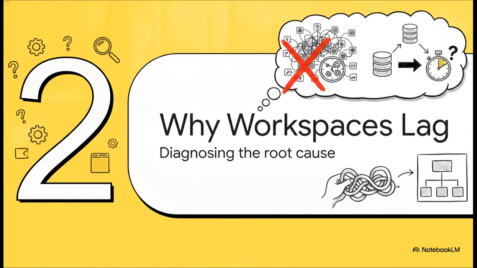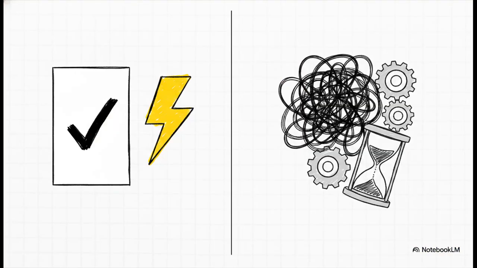Moving into Section 2, why complex workspaces lag. Let's diagnose the actual root cause here. There's a really common misconception out there that simply having too many properties in a database is what breaks the system. Actually, scratch that. It's a total myth. The crucial point is this: it is not the property count, it's the calculation load.